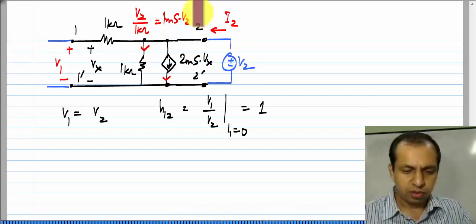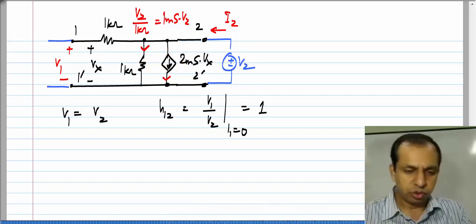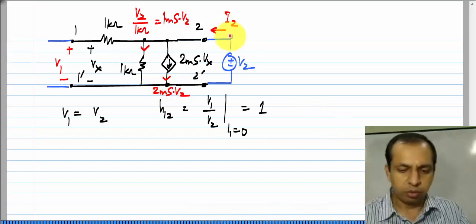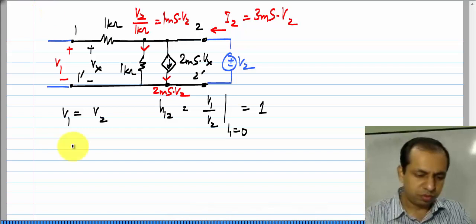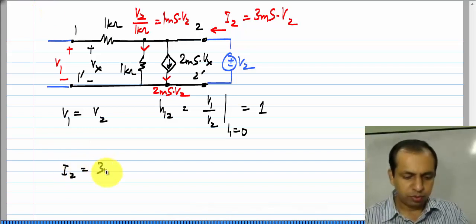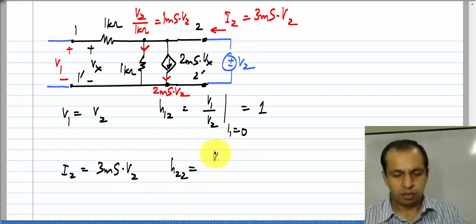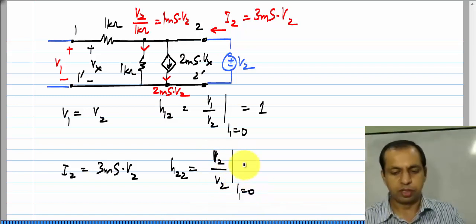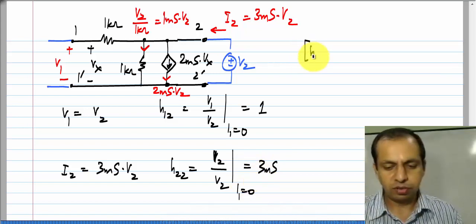And we also have 2 millisiemens times Vx, which is 2 millisiemens times V1. V1 is the same as Vx, which is also the same as V2. So, the current here is 2 millisiemens times V2. So, the total current I2 is 3 millisiemens times V2. So, H22 is I2 by V2 with port 1 open circuited, which is 3 millisiemens.